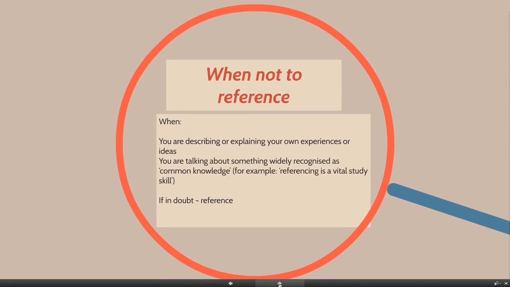But here we go. Let's talk about when you don't reference. Well, you don't reference if you're describing or explaining your own experiences or ideas. So if you're analysing information, that's your information. It's your analysis. You own it. You don't have to reference it. However, if you're backing it up with evidence, which I would hope you are, that evidence does need to be referenced. Likewise, though, if you're talking about something that's widely recognised as common knowledge, for example, referencing is a vital study skill, you don't need to reference that. But if you are in any doubt, you do need to reference. It is better to err on the safe side and reference your material than risk being accused of plagiarism.